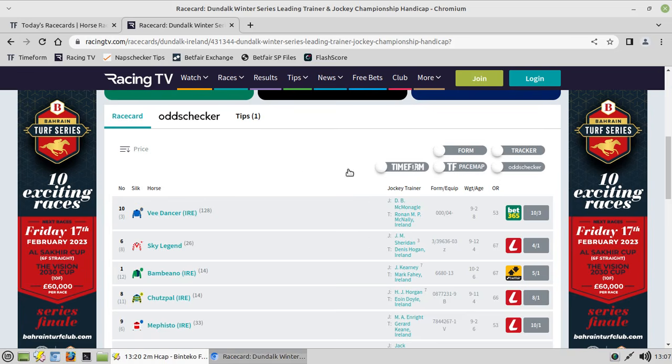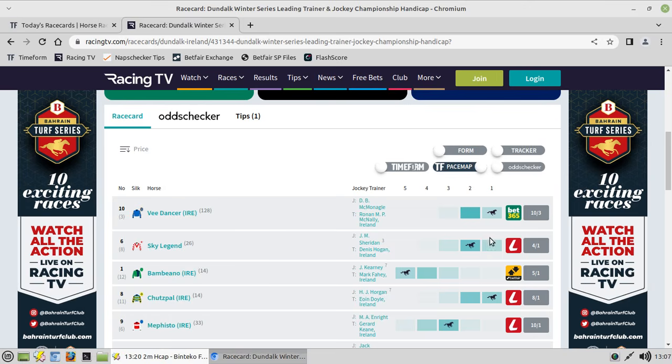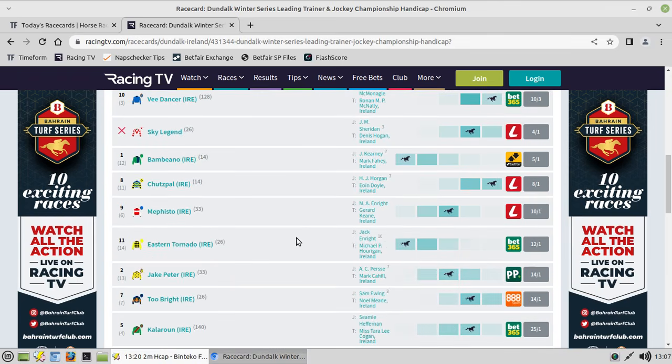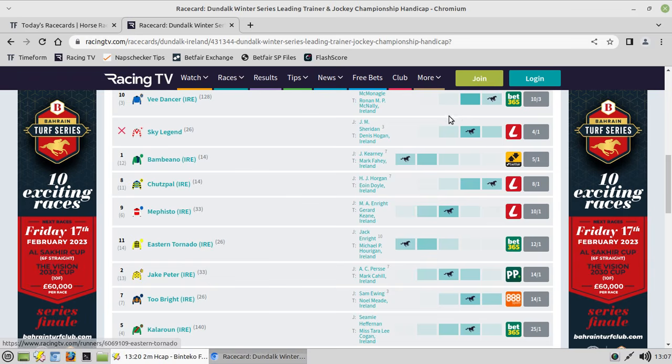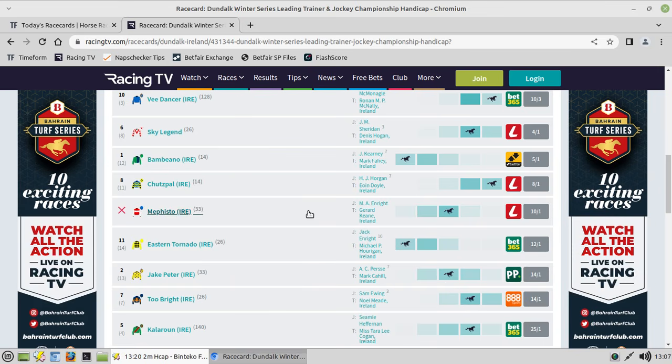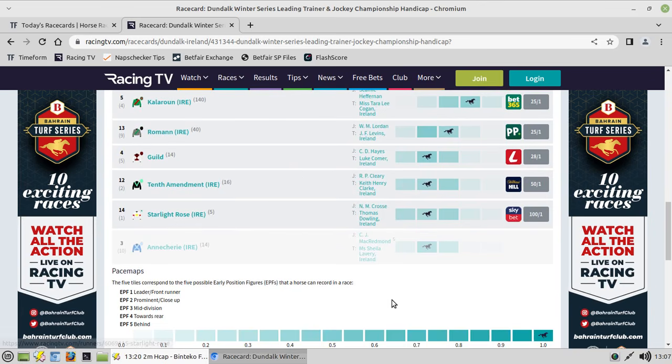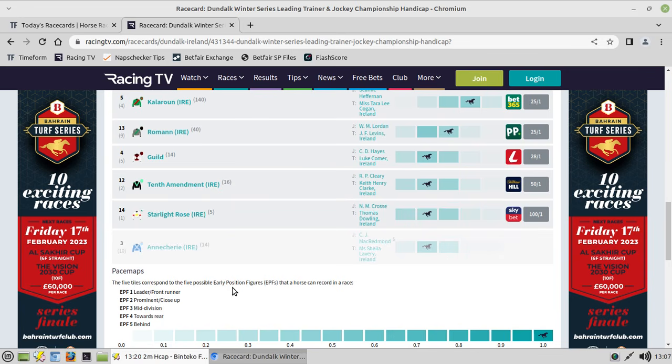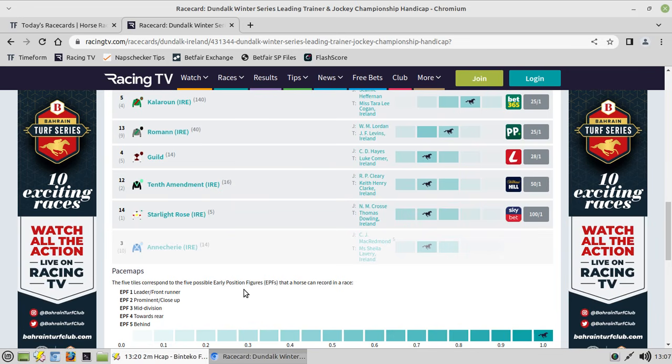Click on the TF pace map, and that then produces this graphic here. Now, if you're not familiar with the pace maps, these little coloured squares represent the probability of the possible early position, the EPF as Racing TV calls it.